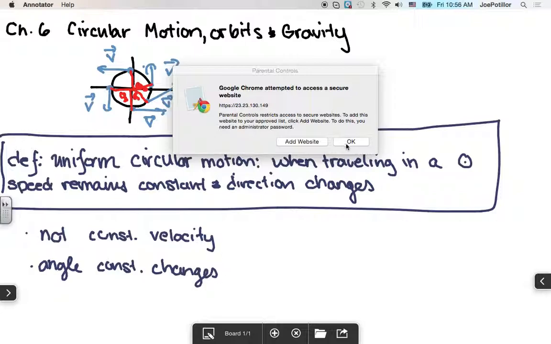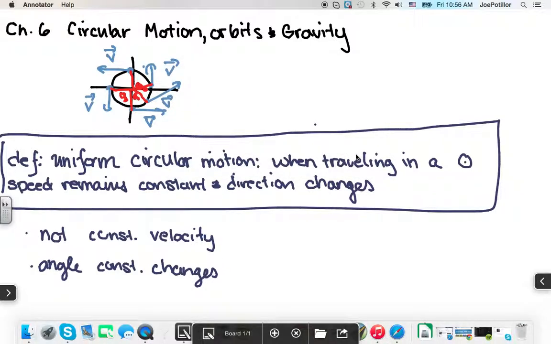And the angle constantly changes, of course. I've clipped down those points. We're not at constant velocity, but the angle will change. It eventually repeats itself, but we'll talk more about that later.